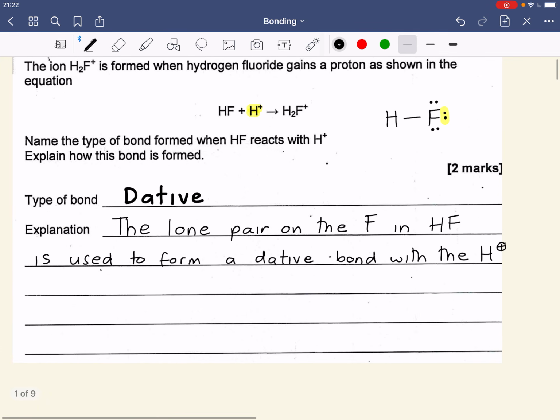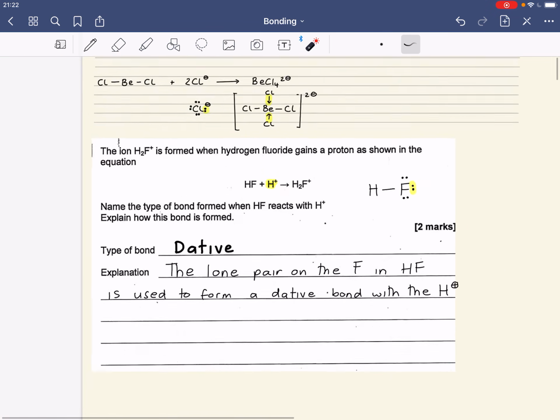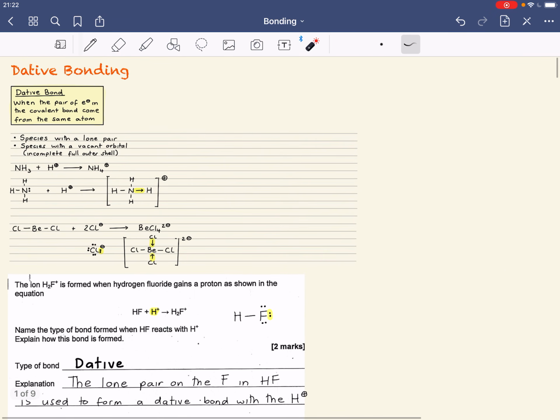So when we've got a question about explaining how a dative bond is formed, we really should be saying what is donating the lone pair. So the lone pair on the fluorine in HF is used to form a dative bond with the hydrogen ion. And that there is dative bonding.